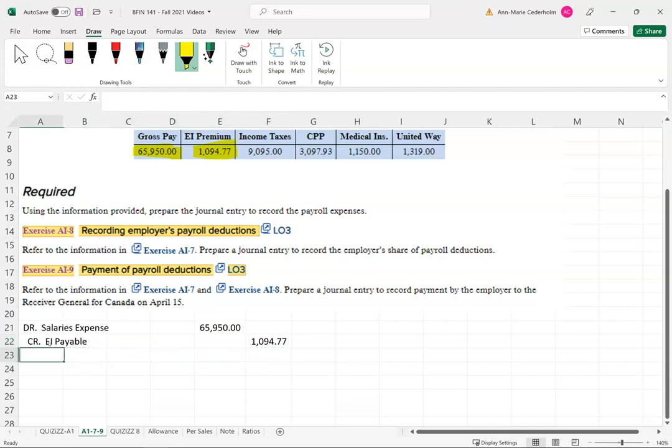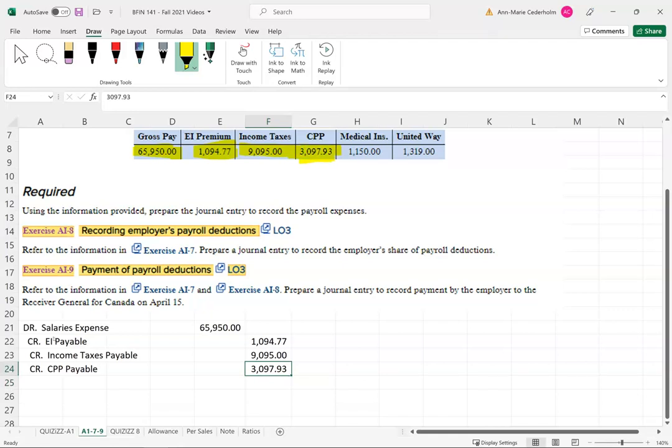The same thing with income tax. So I have to deduct income tax from the employee's paycheck, and then I have to remit that to Canada Revenue Agency. So I'll put this into a payable account until I send in the money. And the same thing with CPP. So that's Canada Pension Plan. And I'll deduct that from the employee's paycheck and then remit that to Canada Revenue Agency.